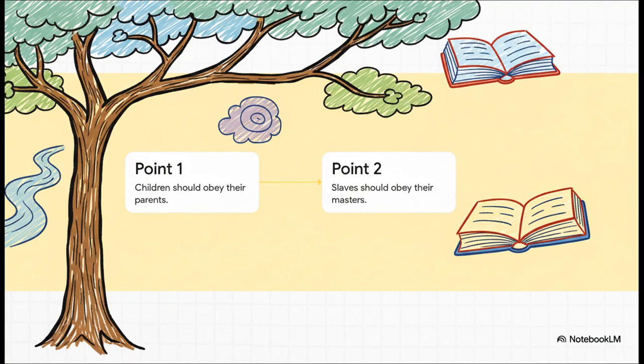So for this kind of text, we're not looking for events in a timeline. We're hunting for the author's main points, the core commands. And reading this passage, 2 big ideas just jump right off the page. One for children and one for slaves. Boom. Those are the 2 main branches of our teaching outline.